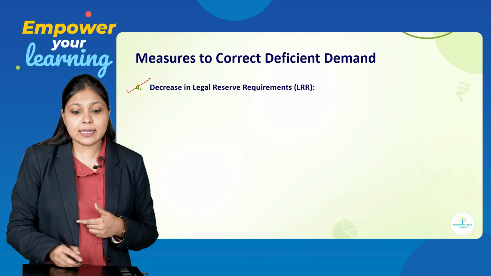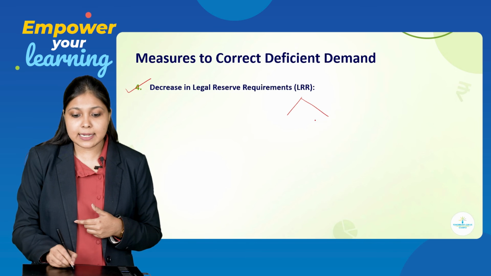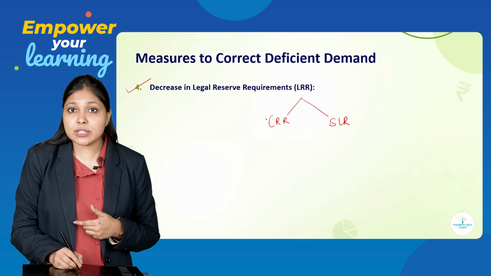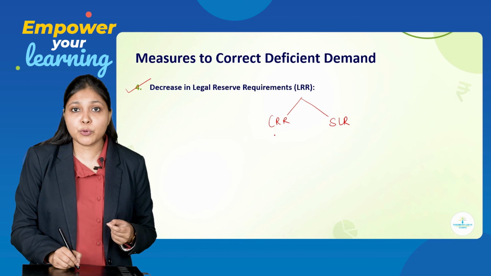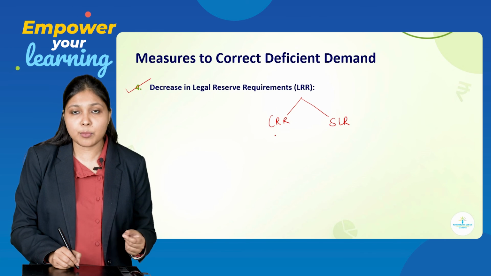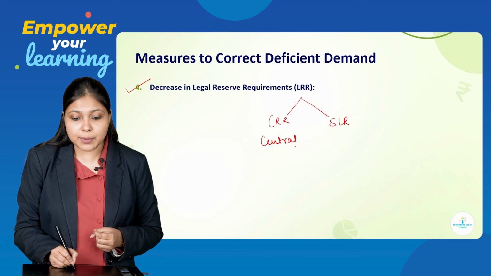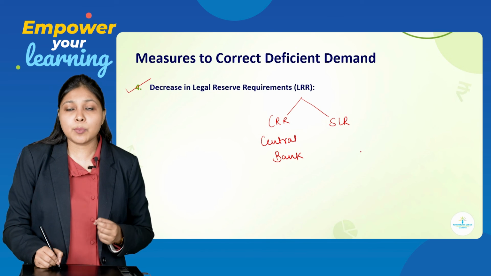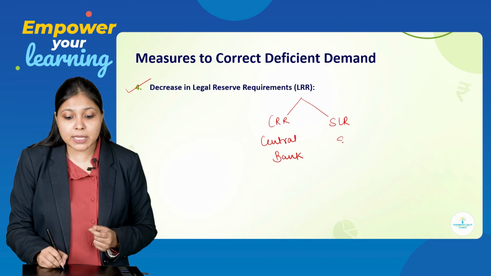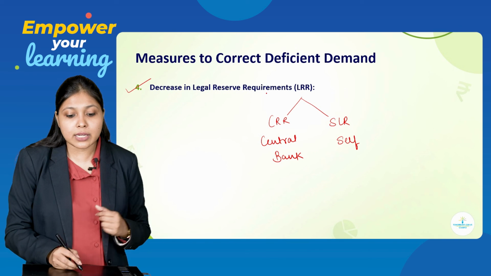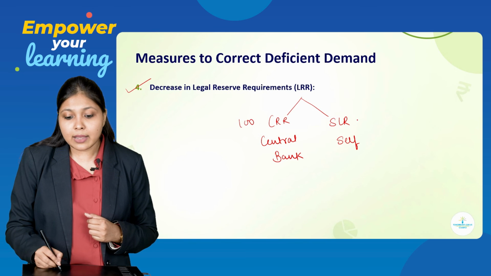Fourth is decrease in LRR. So, I already said LRR is nothing but CRR and SLR. Cash reserve ratio is the certain proportion of deposits of a commercial bank which needs to be kept with the central bank, that is RBI, and SLR is nothing but the certain proportion of the deposits which needs to be kept with themselves. So, say suppose earlier it was 100.